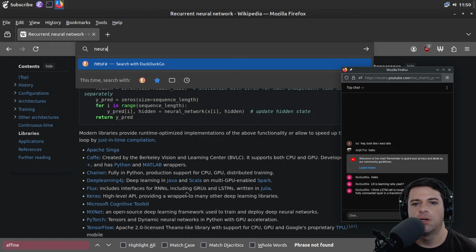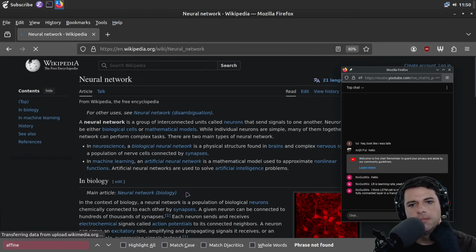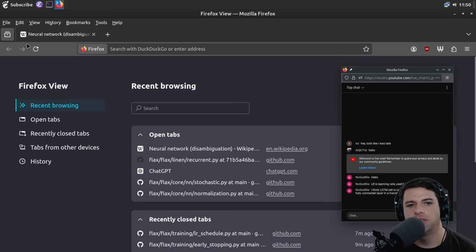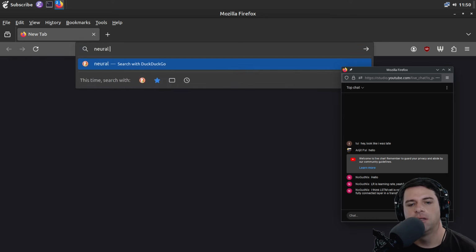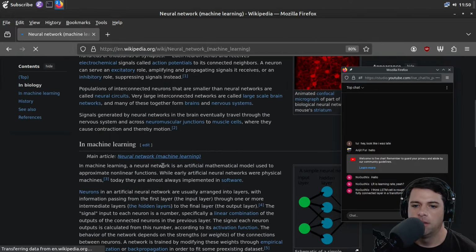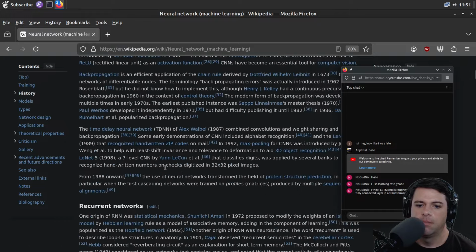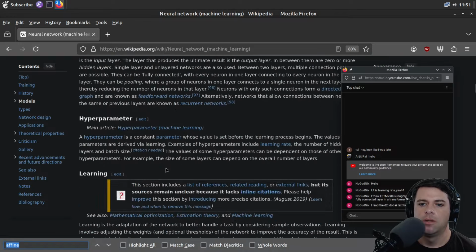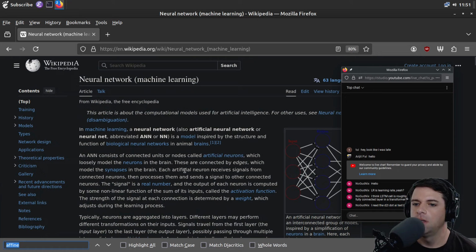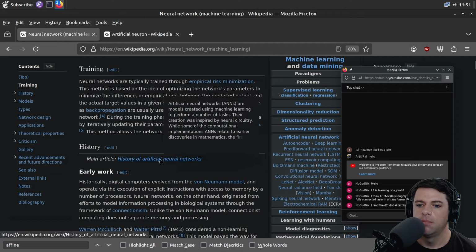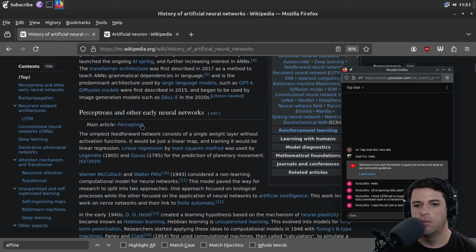How about we just look up neural network instead of recurrent? Because a cell of a neural network should be more or less the same as the cell of a recurrent neural network. Try that again. In machine learning. I don't know. What was the first one? The artificial neuron thing? History of perceptron.